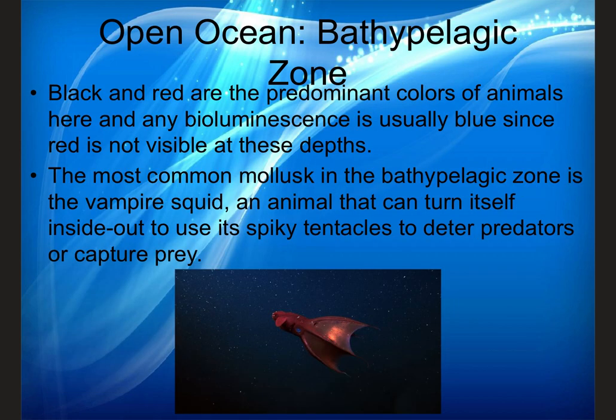All right, still looking at the third zone here. Black and red are the predominant colors of animals here, and any bioluminescence is usually blue since red is not visible at these depths. The most common mollusk in this zone is the vampire squid, an animal that can turn itself inside out to use its spiky tentacles to deter predators or capture prey. So that's a cool adaptation.